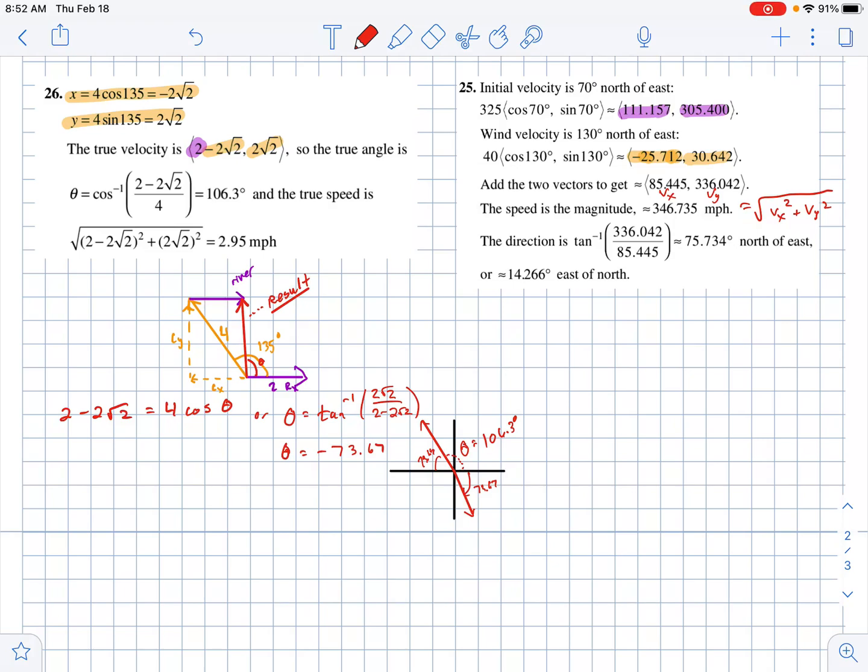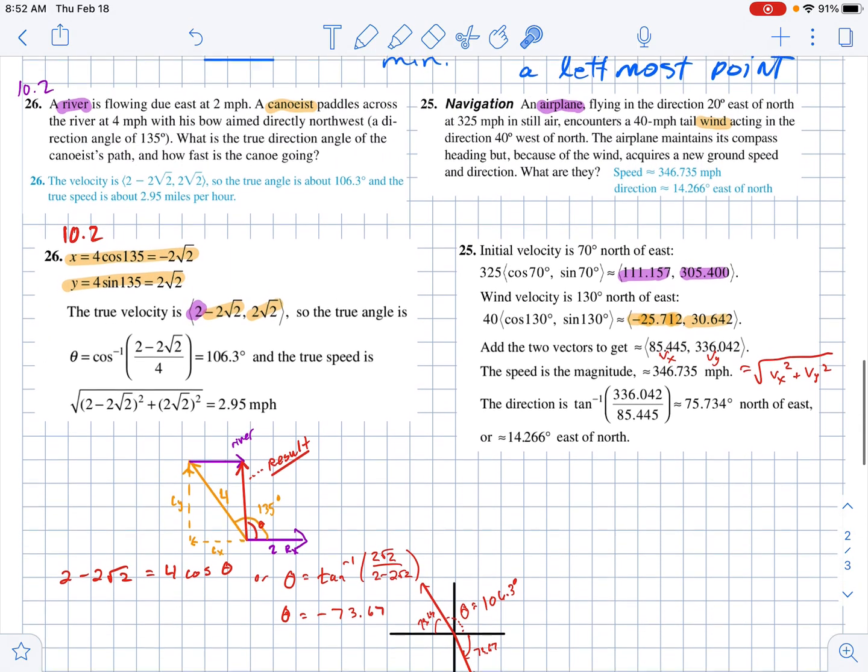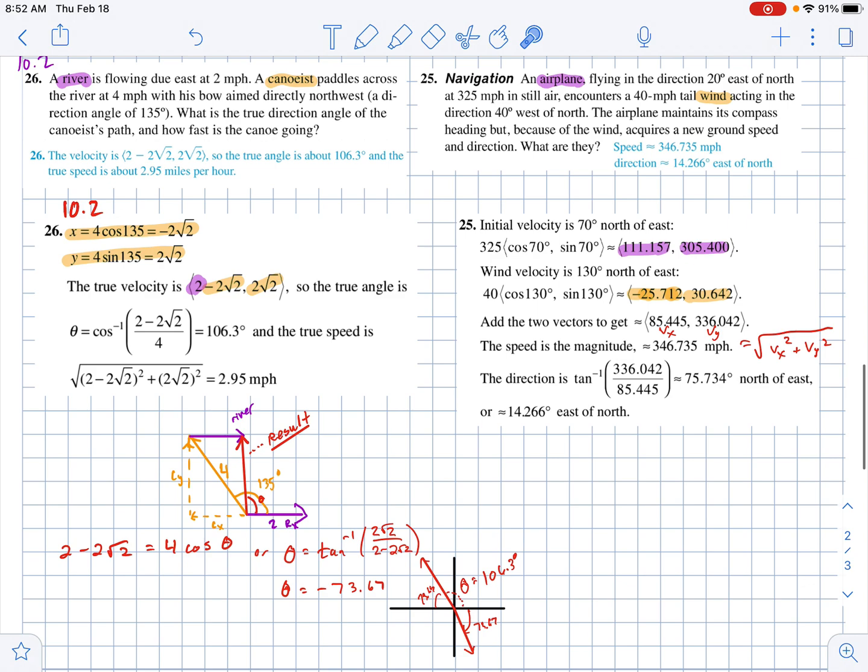We're in section 10.2, and we're comparing numbers 25 and 26. There's similar problems with vectors, but a little bit different method to go about solving them. So if you look at number 25, it's pretty straightforward. It gives you a plane that's flying with a certain direction and with a certain magnitude or speed, and then a wind that's affecting the plane as well, and then we want the resultant vector.